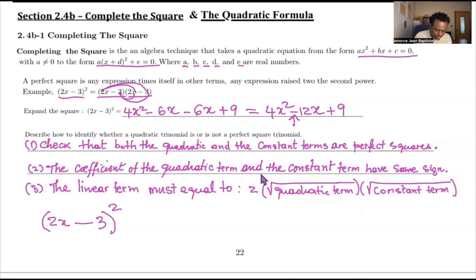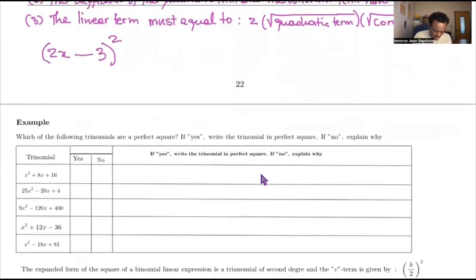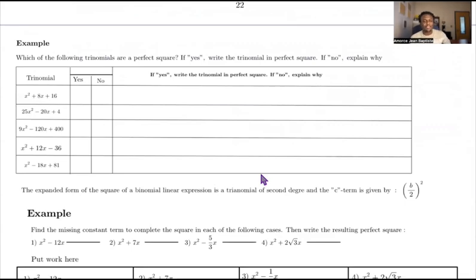Now let's practice on identifying whether a given trinomial is a perfect square trinomial or not. Number one, we need to check to see if the two terms are perfect squares. They are. So I can write x, and then the square root of 16 is 4.